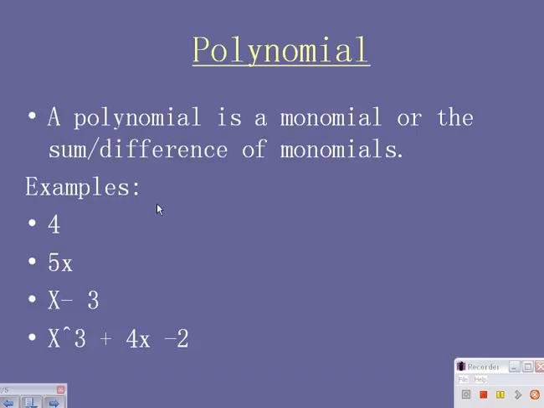On our next slide, a polynomial is a monomial or the sum or difference of monomials. For example, 4 is a monomial. 5x is a monomial. Now in this one, x minus 3, you have two monomials put together, only they're with a subtraction sign. So this is an example of a polynomial. Another example, x to the third power plus 4x minus 2. This is also a polynomial. Please list these in your examples.